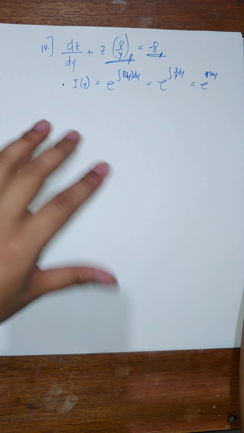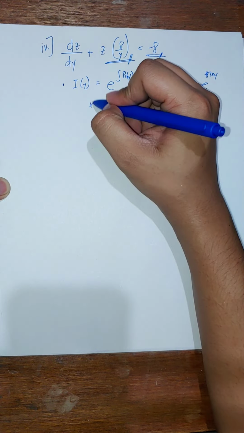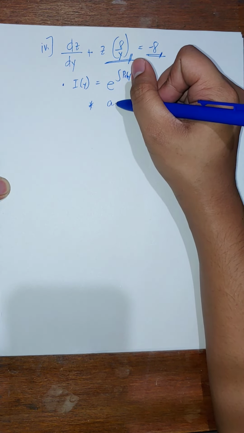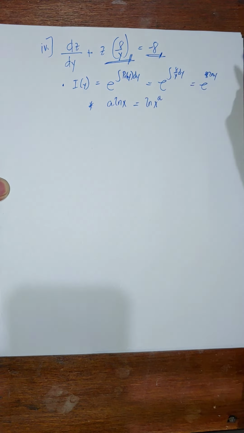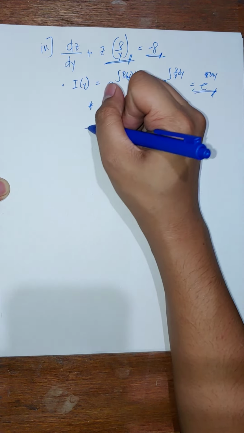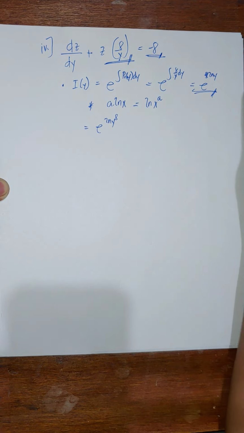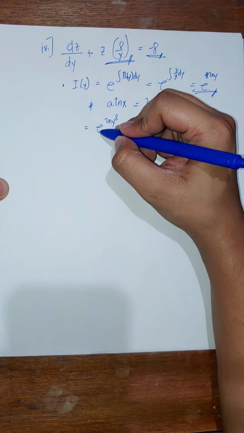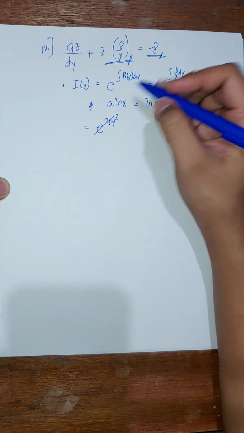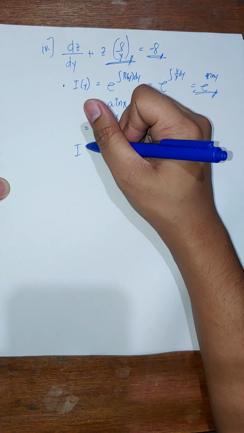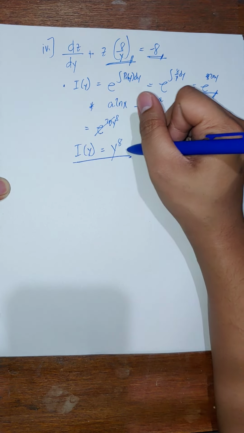ln y. By laws of the natural logarithm, if we have a times ln x, this becomes ln x raised to a. So this becomes e to the ln y to the 8th power. Since the exponential function and the natural logarithmic function are inverses, they cancel, and therefore our integrating factor I of y is just equal to y to the 8th power.